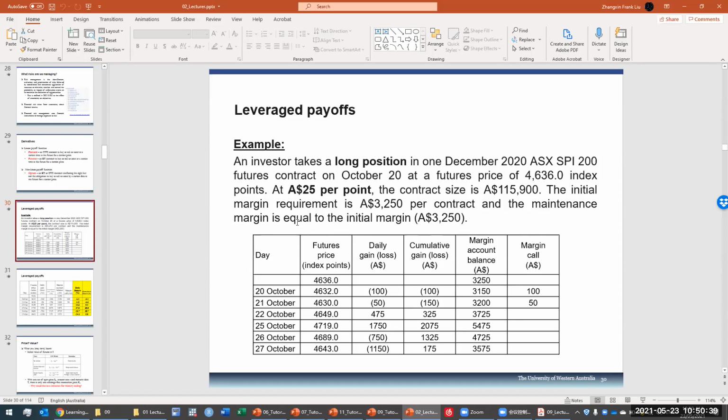So this example shows you if the market goes down, say by 4 points, given it's $25 per point, you lost $100, which means you have to top up your margin by 100. And if it goes up from 30 to 49, that's 19 points times 25. You get 475, and then you don't have to do a margin top-up.